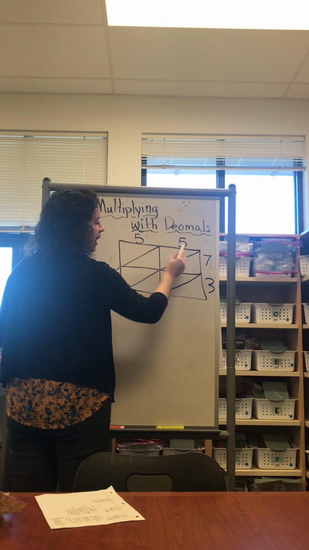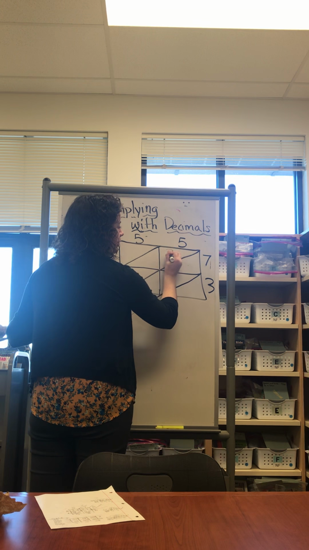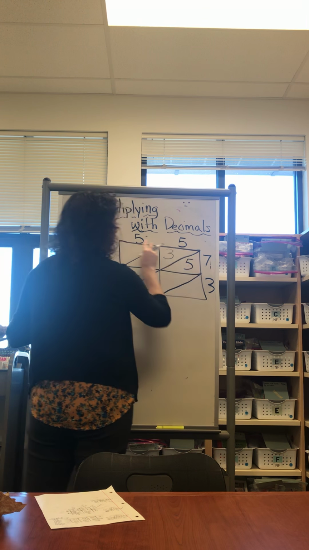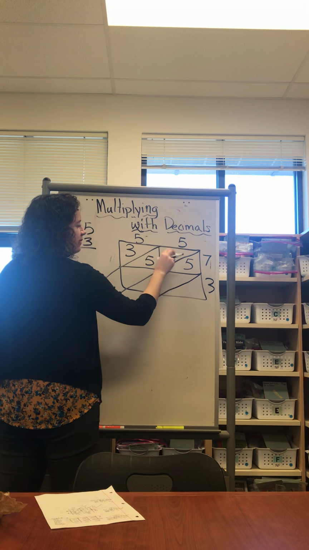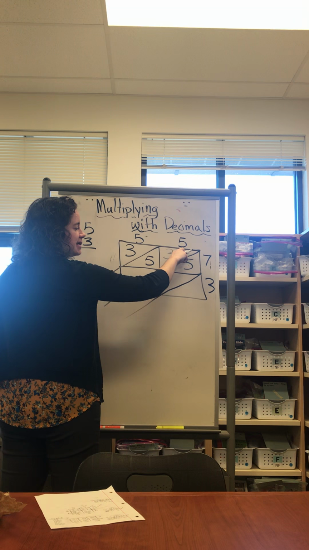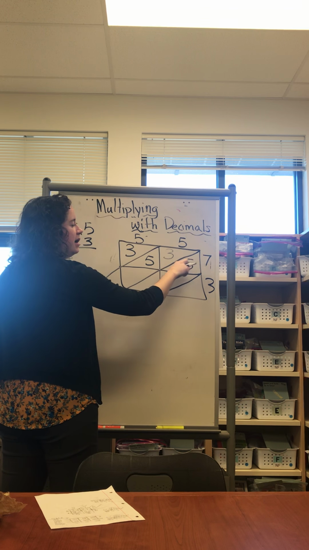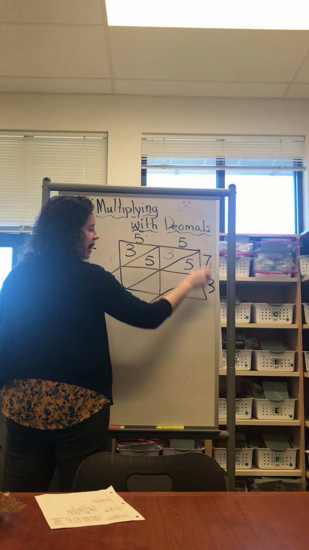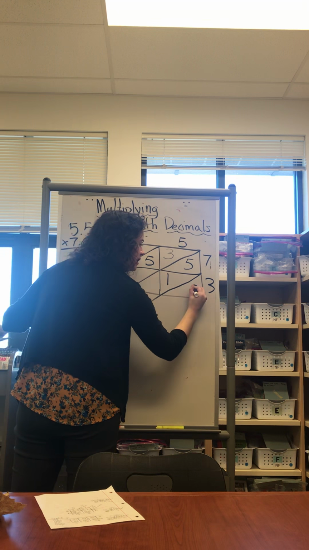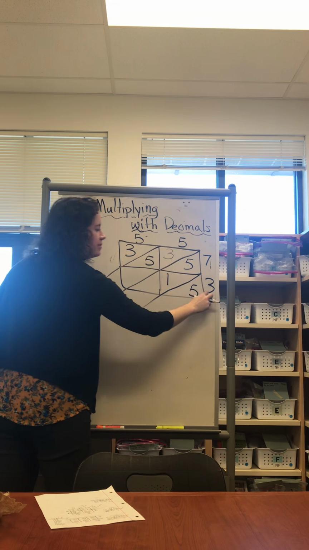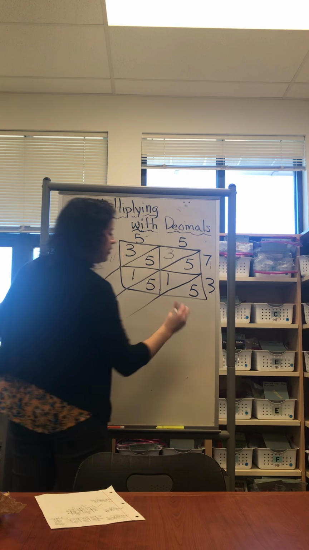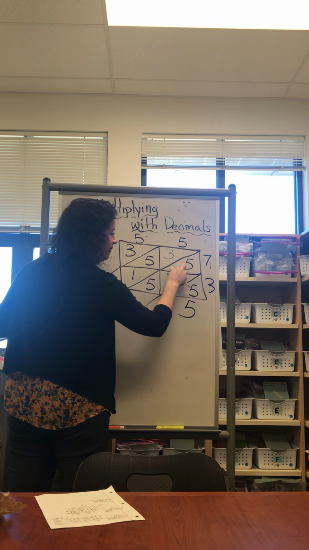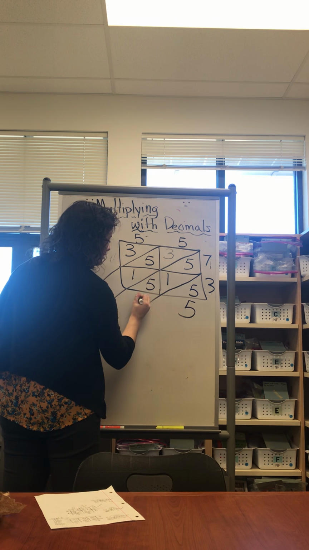So 5 times 7 is 35. 5 times 7 is 35. So viewing the top of the box as a 10, and then the bottom of the box is the 1. So 5 times 3 is 15. 5 times 3 is 15. So now all I have to do is I have to go and add. 5 plus 5 is 10, plus 1 more is 11.